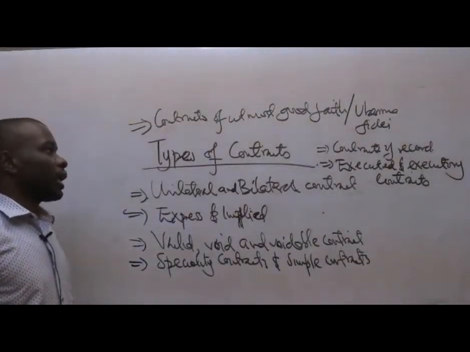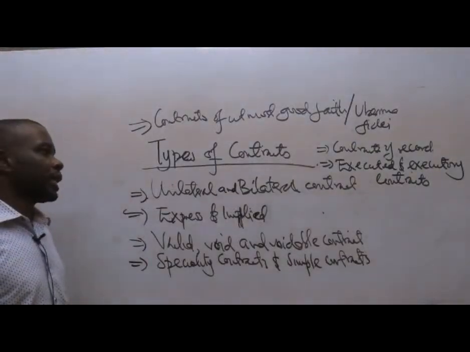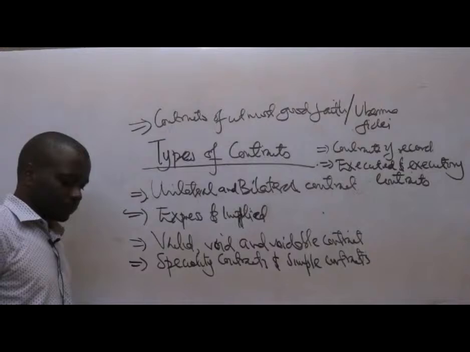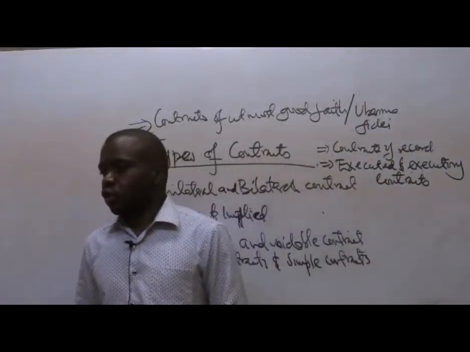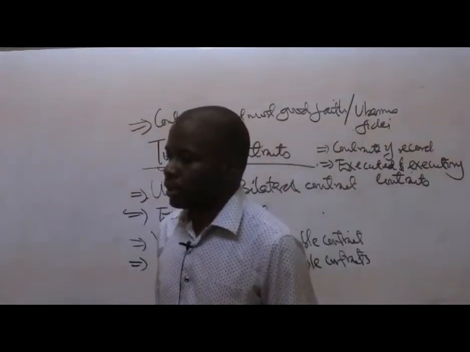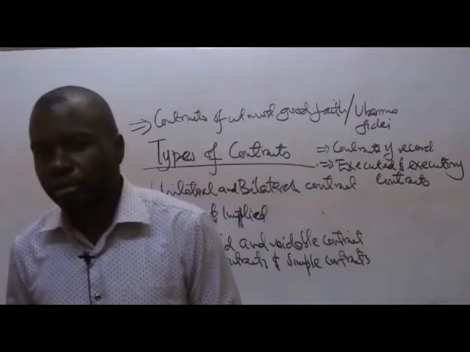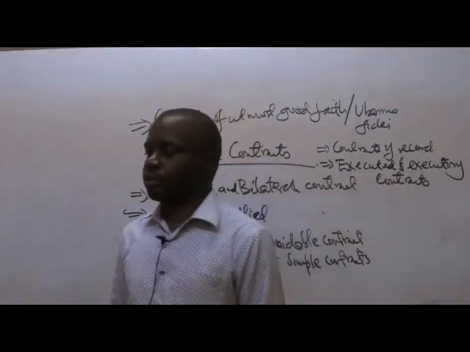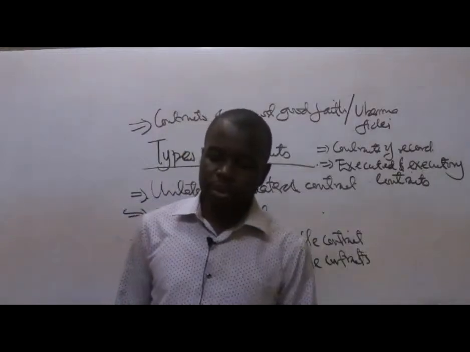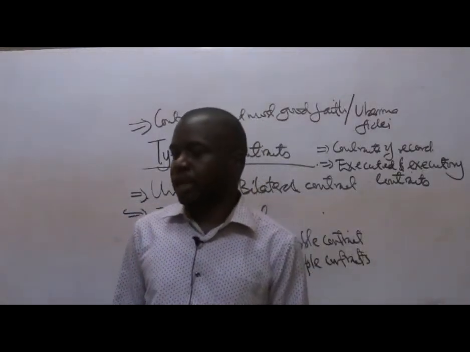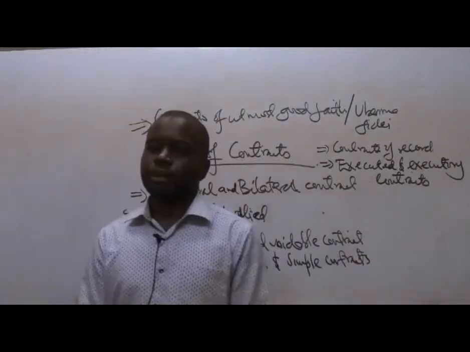When you talk about a contract of utmost good faith, or a contract uberimae fidei, it is simply a contract where one of the parties is expected to act with utmost good faith, or in the best interest of the other party. The best example we can give is a contract of insurance. Always when you are acquiring an insurance policy, there are certain questions that the insurance company will ask you. So you'll provide the information.